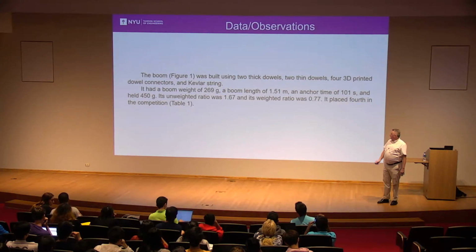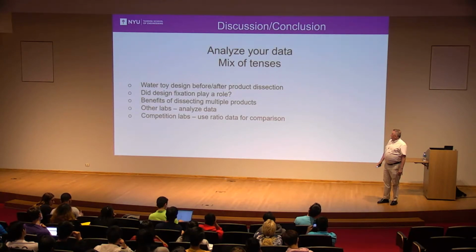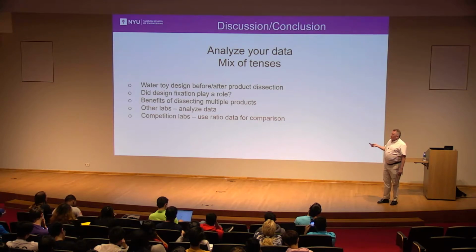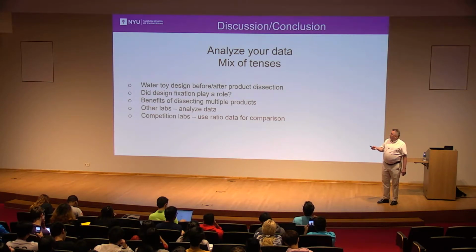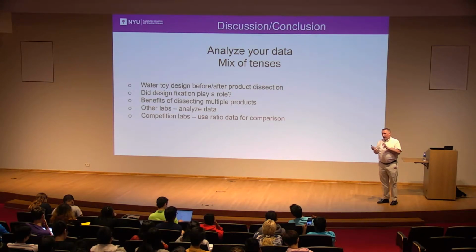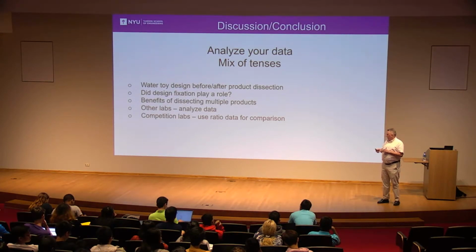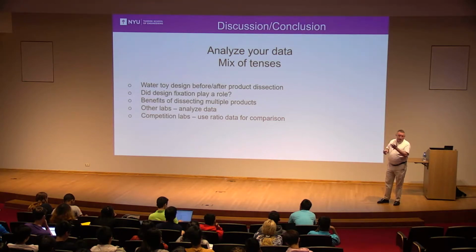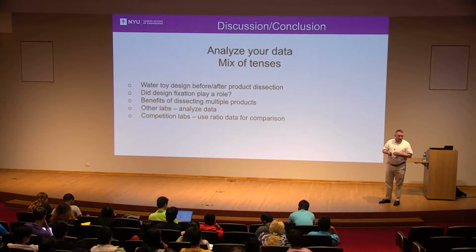Right? Everyone got it? So then finally, in your conclusion section, this is where you analyze the data. For Lab 1B, you wanted to discuss your water toy design, what it looked like before you did the product dissection, and what you would do to it after you did the product dissection, and how the design was further informed by what you learned in the product dissection. You have to discuss whether or not design fixation played a role in this exercise, and then you have to talk about the benefits of dissecting multiple products.